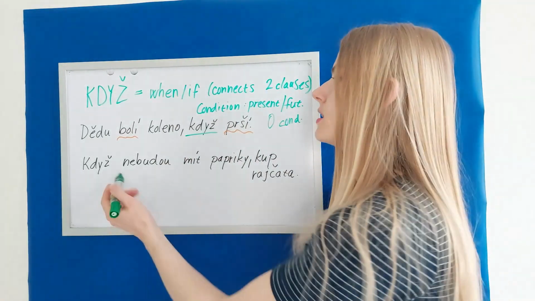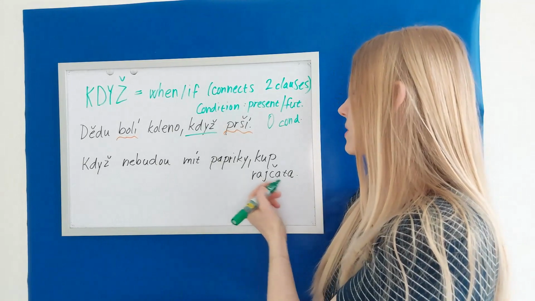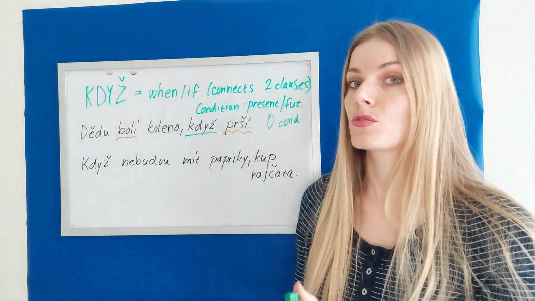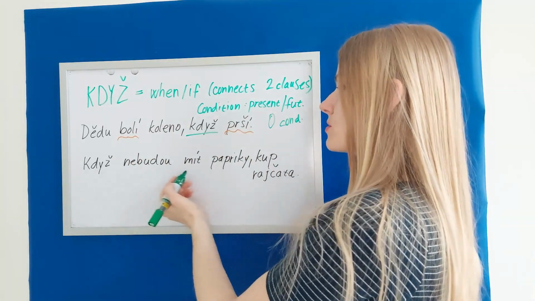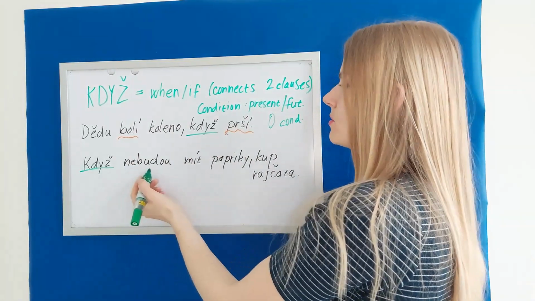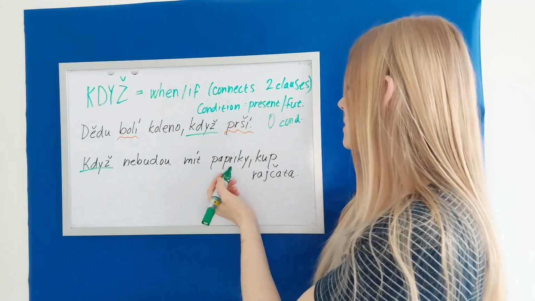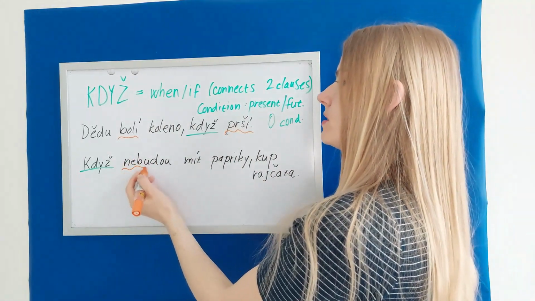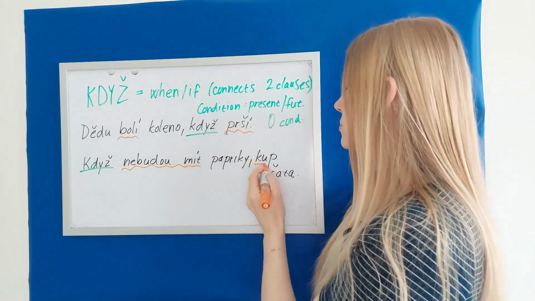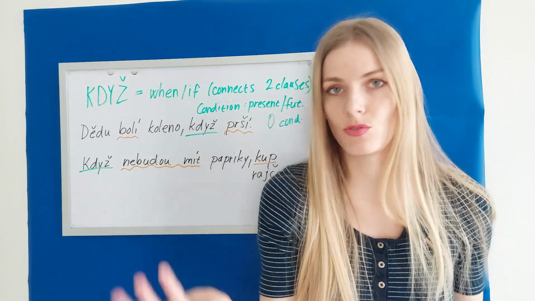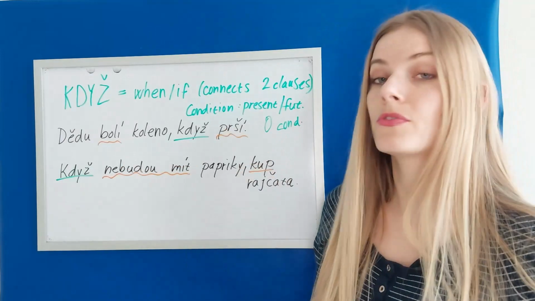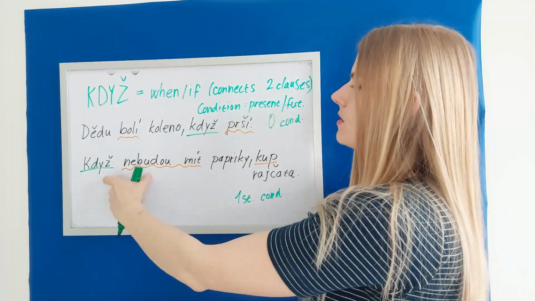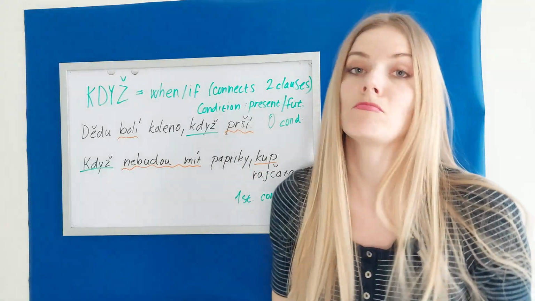Next sentence. Když nebudou mít papriky, kup rajčata. You're making a salad and you want something red, colorful. So you're sending someone to the grocery store. If they don't have bell peppers, buy tomatoes. Here we have future tense, nebudou mít, and kup is imperative relating to the present. This would be the first conditional. The condition here is if they don't have bell peppers, then buy tomatoes.